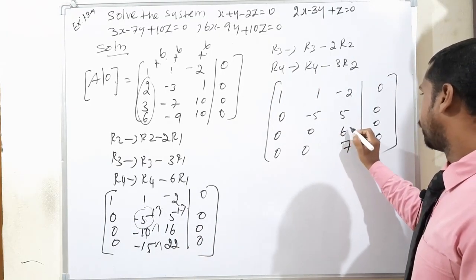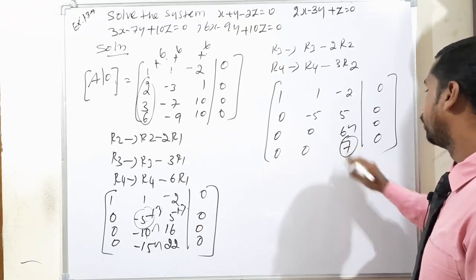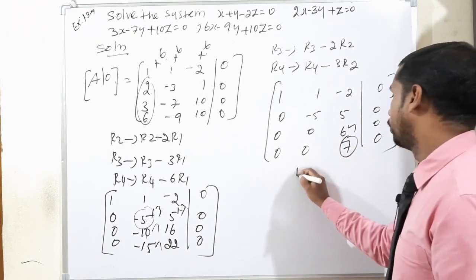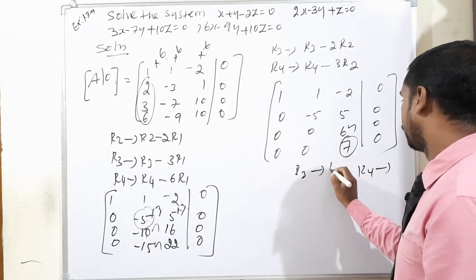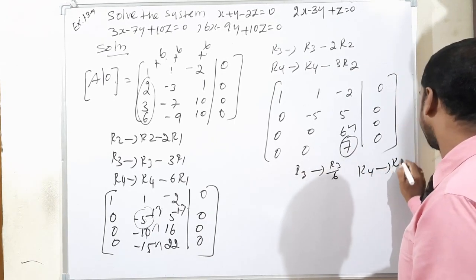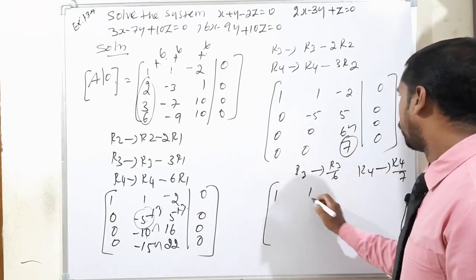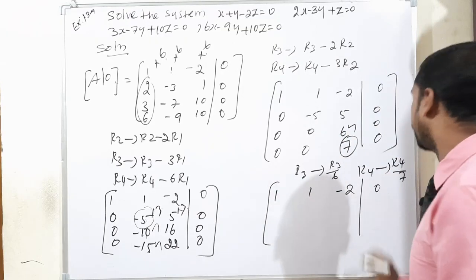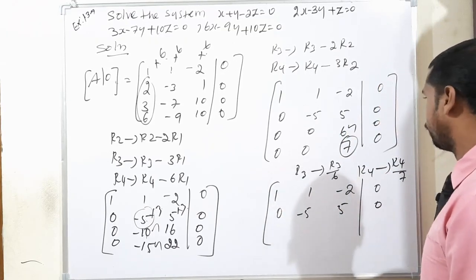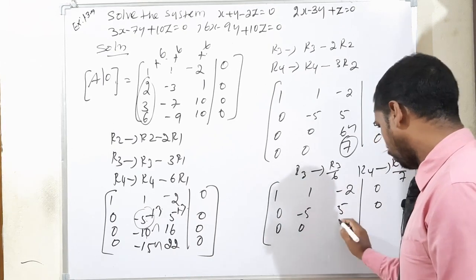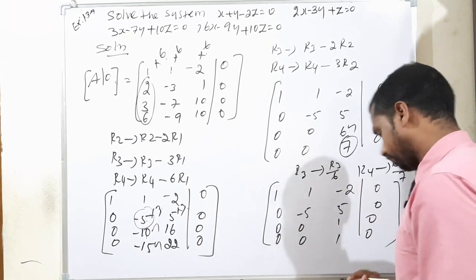When starting the non-zero digits in the third row under the term, first we have to reduce the small number. What we have to do? R3 and R4: R3 divided by 6 as well as R4 divided by 7. So what will happen? 1, 1, minus 2, 0; 0, minus 5, positive 5, 0; 0, 0, 1, 0; again 0, 0, 1, 0 will come.